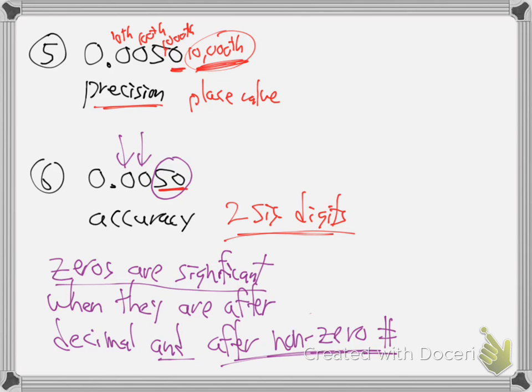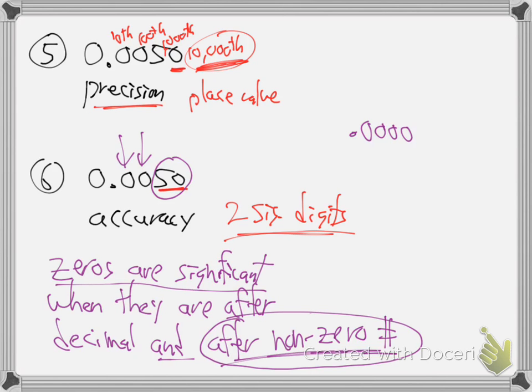Does that make sense? Let me see if I understand this. If I have the decimal point and then four zeros after the decimal, it's four digits, right? We counted four. So it's four significant digits. Is that right? There are two conditions: you also have to have a number that's not zero.